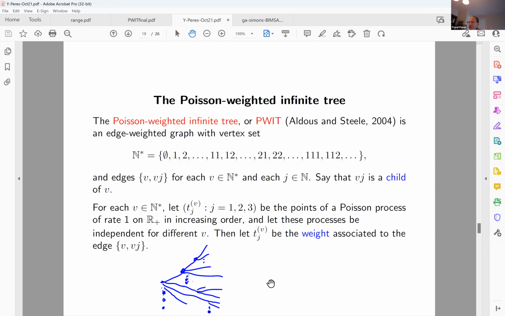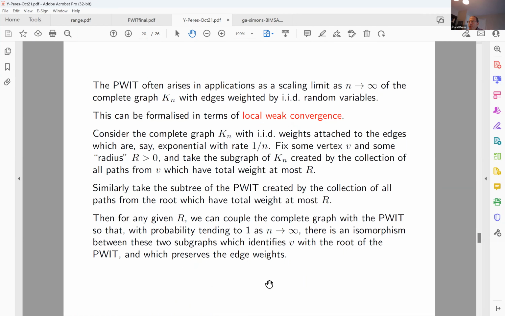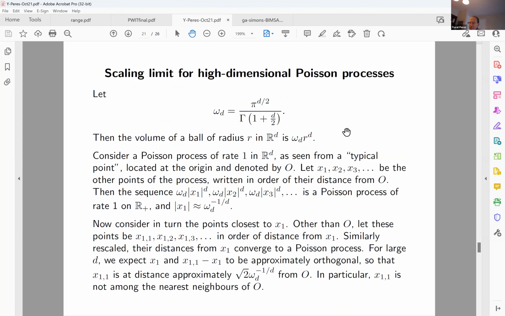Okay, so this is what I described earlier, and it was invented by Aldous and Steele to describe the limit of processes in mean field, so on the complete graph. And I won't go into their application. They were not thinking of high-dimensional Euclidean space, but the tool they created turns out to be perfect for our problem, and in general, to understand the local geometry of a high-dimensional Poisson process. So here I'm repeating what I told you before, but it's worth repeating because this is the foundation of what we're doing here.